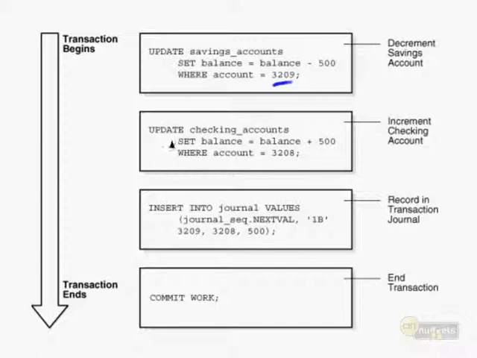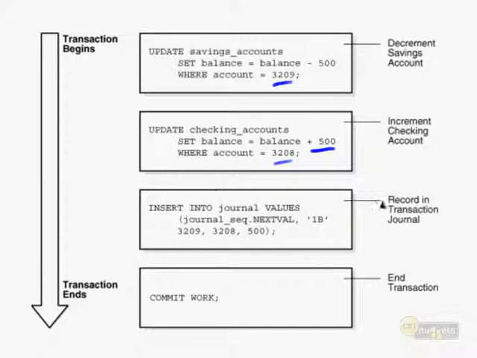So this invokes a second update statement where we're updating the checking account, setting the balance to its current value plus 500, again where account equals whatever the individual's account number is. The account number is different here, I think, to give us the idea that with banks, at least with my banks, my savings account number is different from my checking account number.